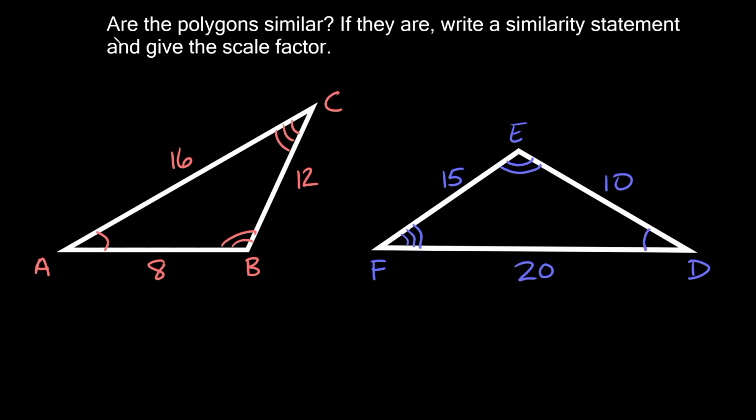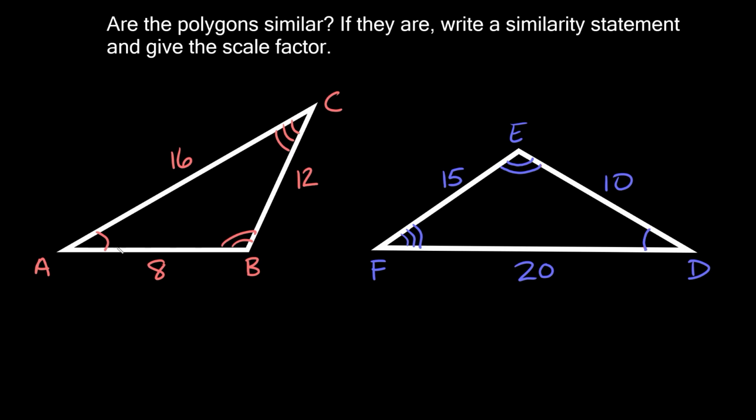So this problem says, are the polygons similar? If they are, write a similarity statement and give the scale factor. So here we're given two triangles, this one on the left and on the right. So ABC and DEF. So to compare these two triangles and see if they are similar, first we need to check that they have congruent angles, right? All three angles in one triangle have to be the same as all three angles in the other triangle.